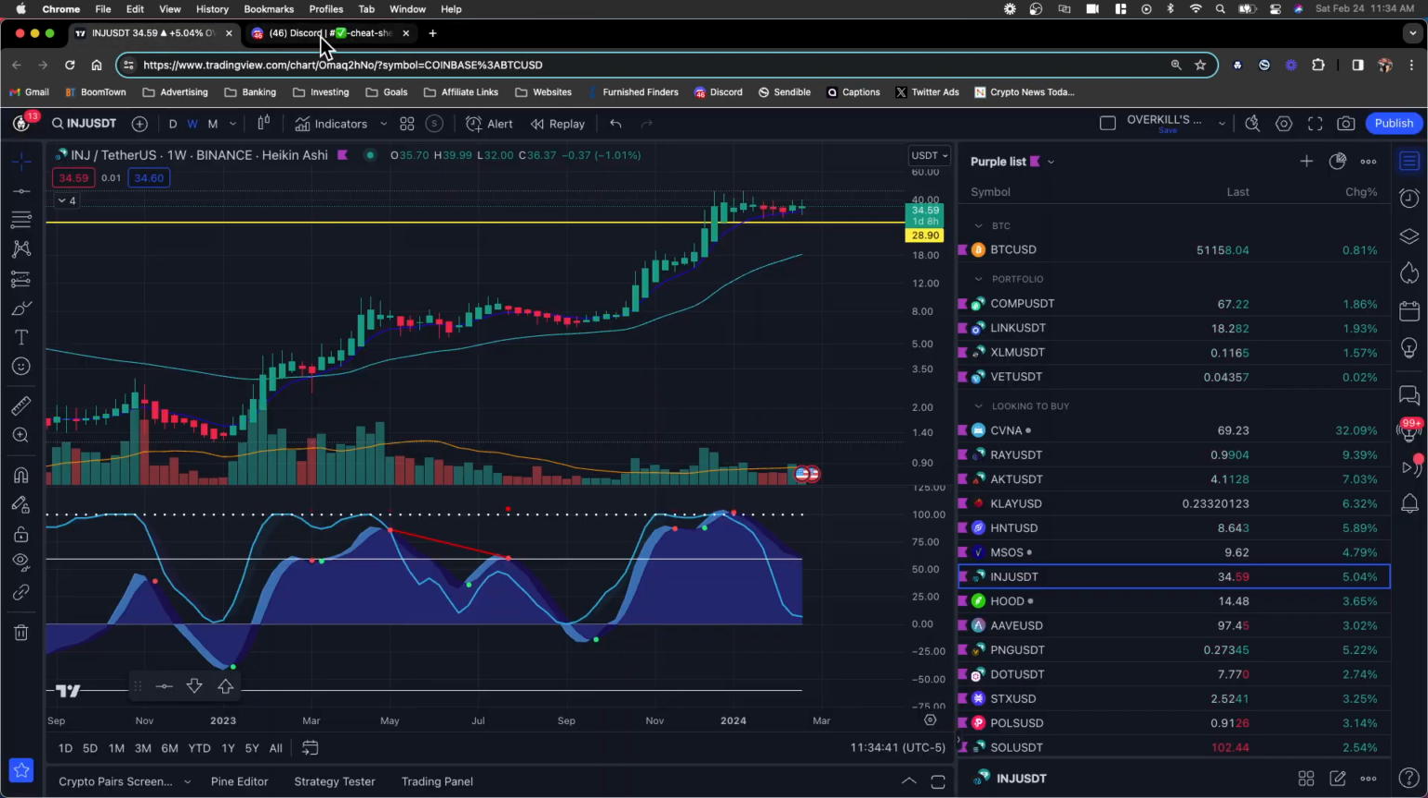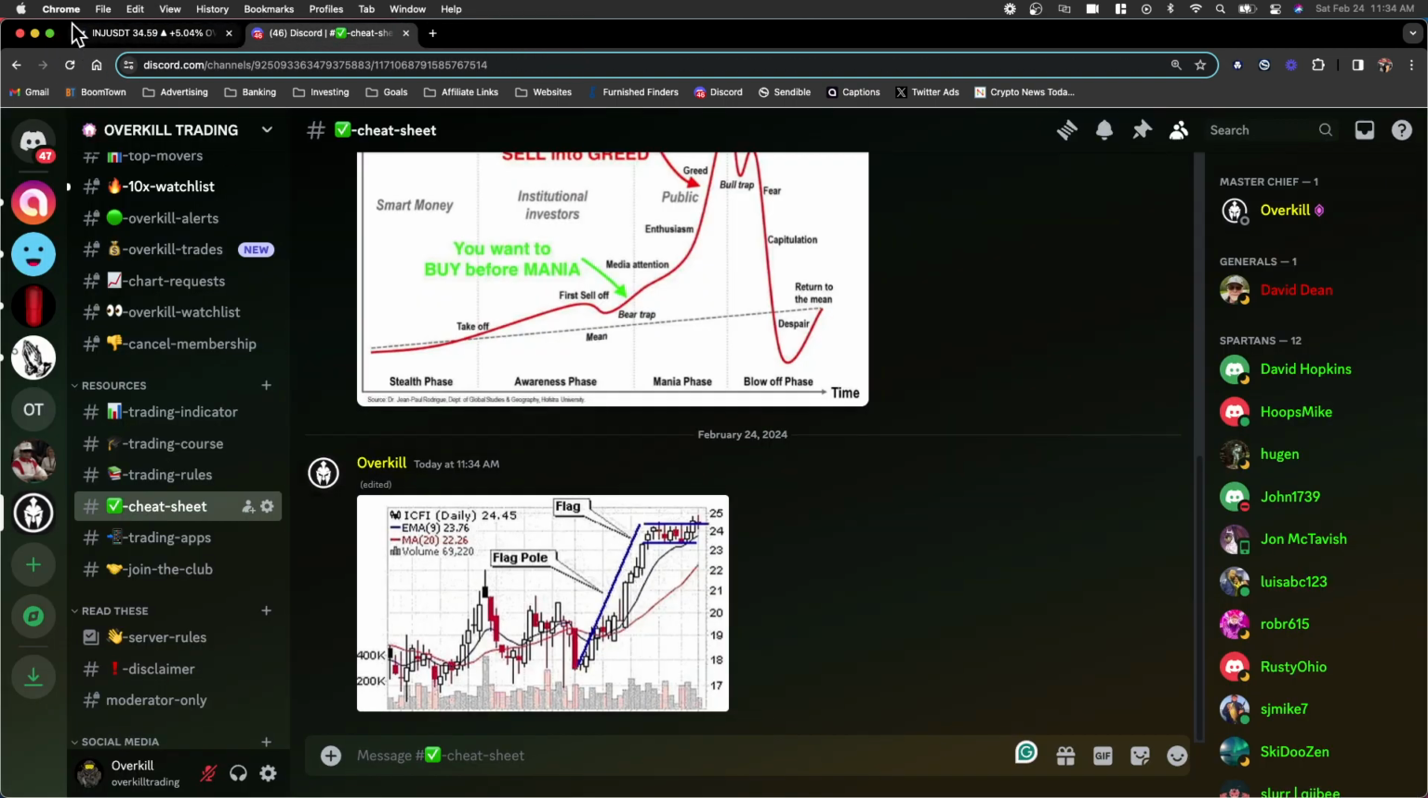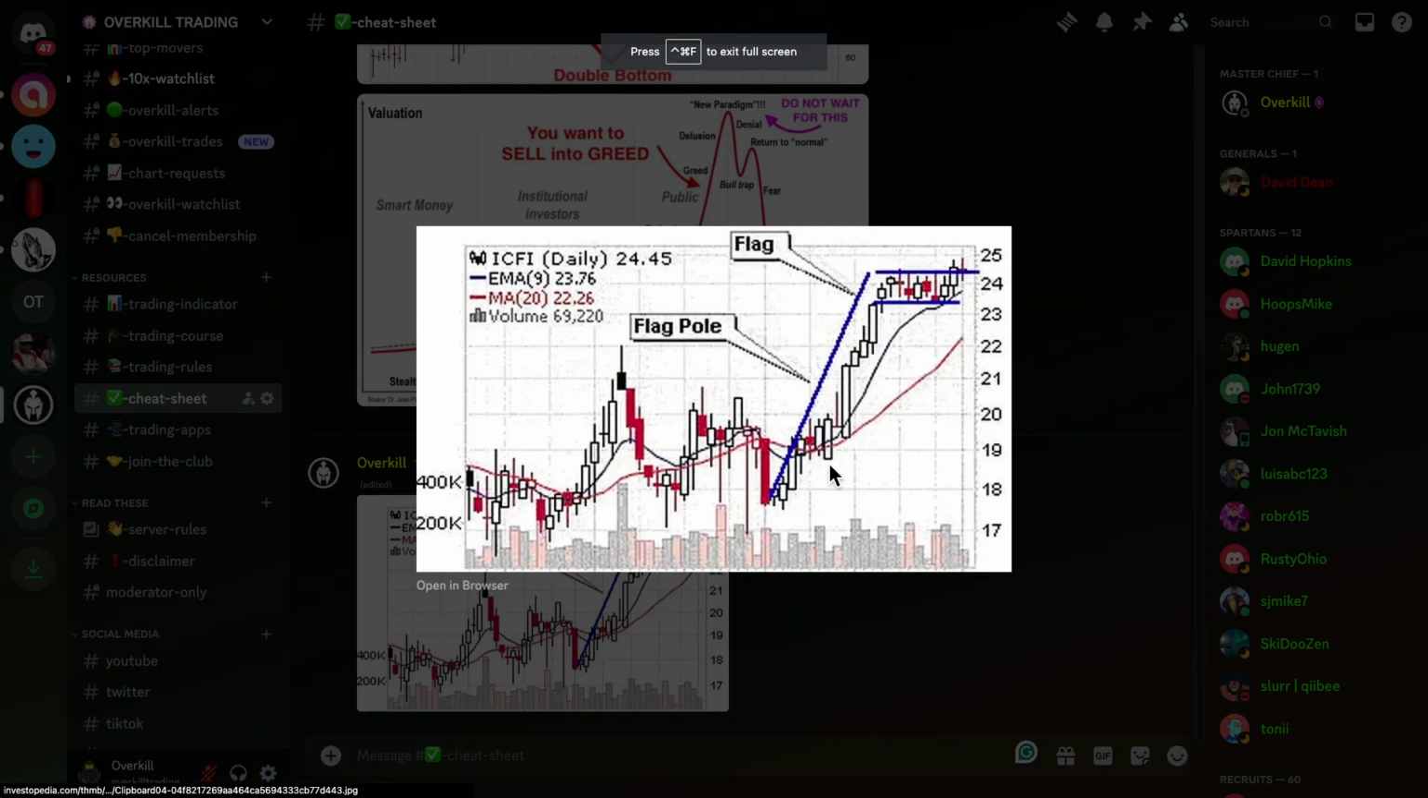But a bull flag, right, is a big run-up. All right, a big run-up. Think of this as the pole, right? Here's the pole of the flag. Okay, it has this massive run-up. This is liquidity getting put into the asset. This is money coming into the asset.